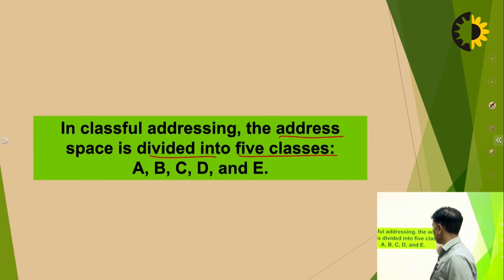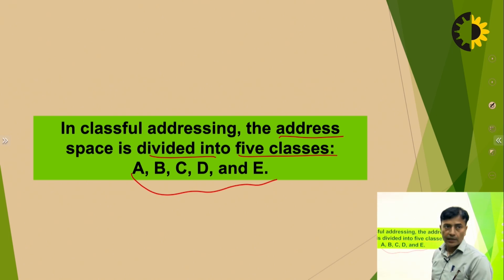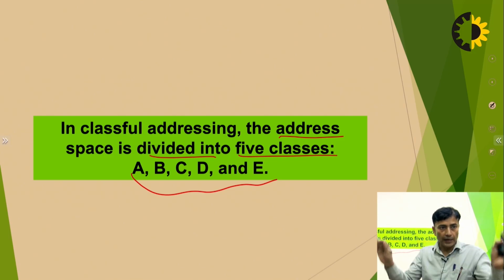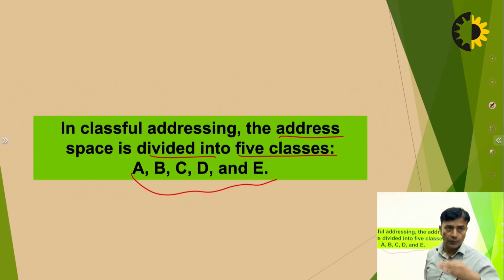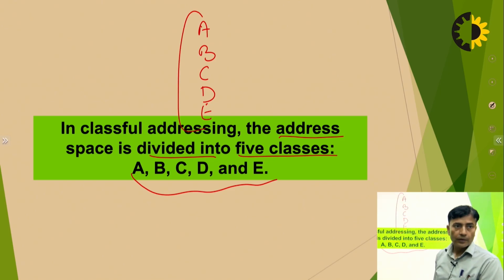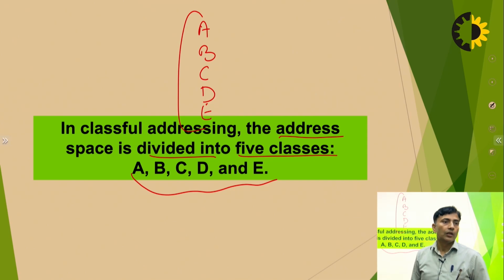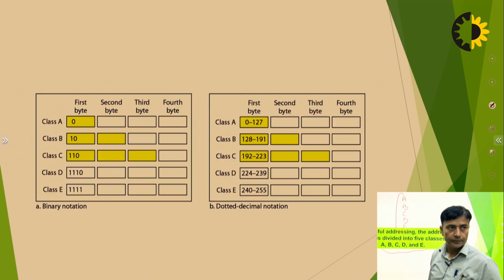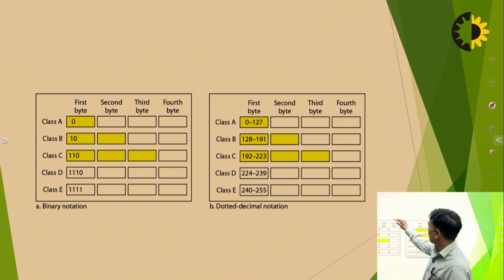The prefix is divided into 5 classes known as A, B, C, D and E. So in classful addressing, the overall 32-bit address space is divided into 5 classes: class A, then class B, then class C, D and E. In IPv4 classful addressing, the overall address space is divided into 5 subspaces: A, B, C, D and E. This is very important.